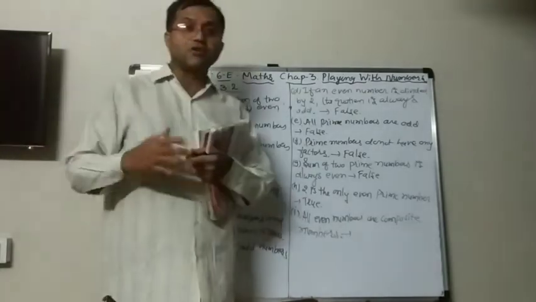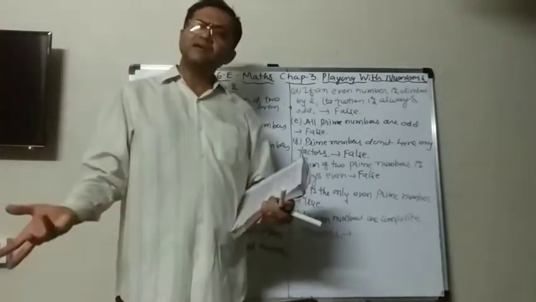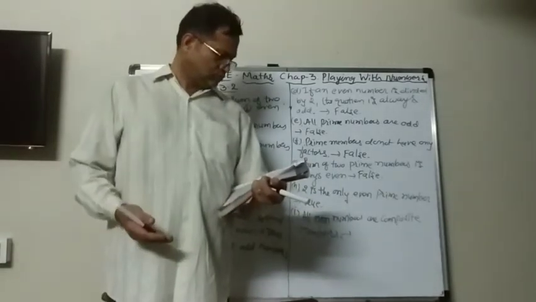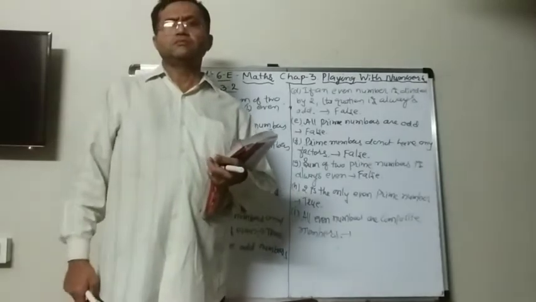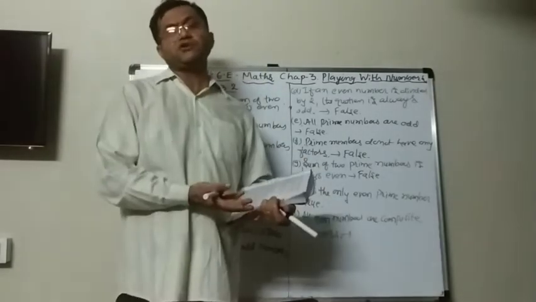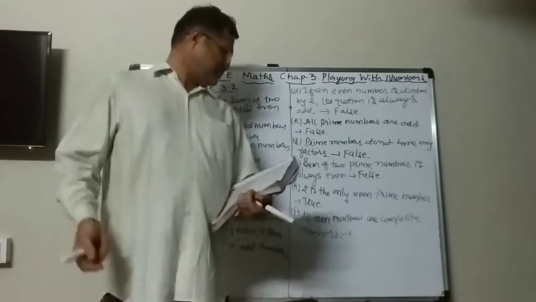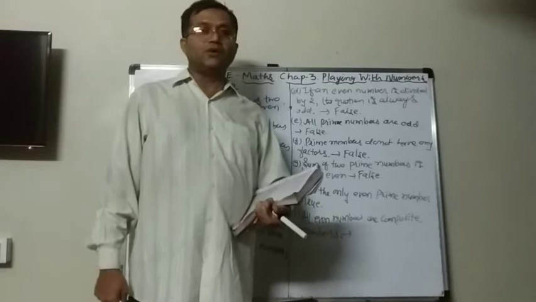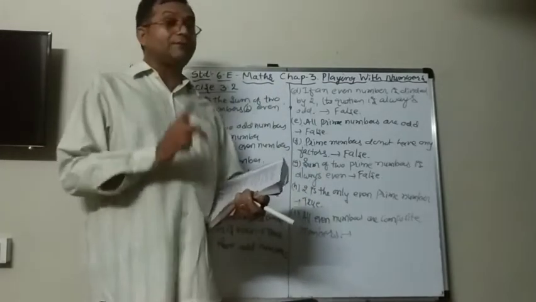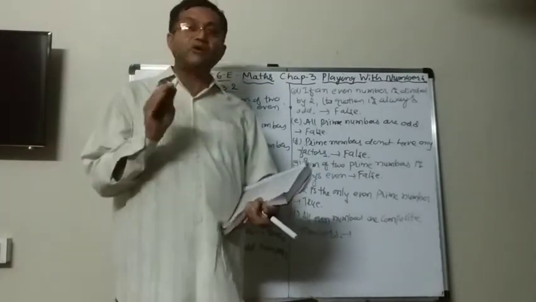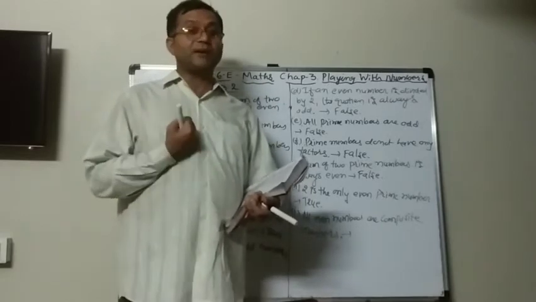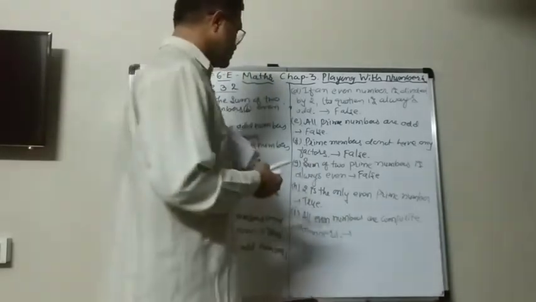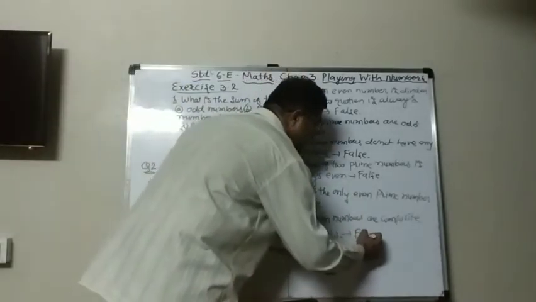What do you think about it? All even numbers are composite numbers? No. They can be prime numbers also, they can be composite numbers also. What do you think? No. Not all even numbers, but if you take out 2, then it's fine. But 2 is a prime number. So, we cannot say the statement is true. It is the false statement.